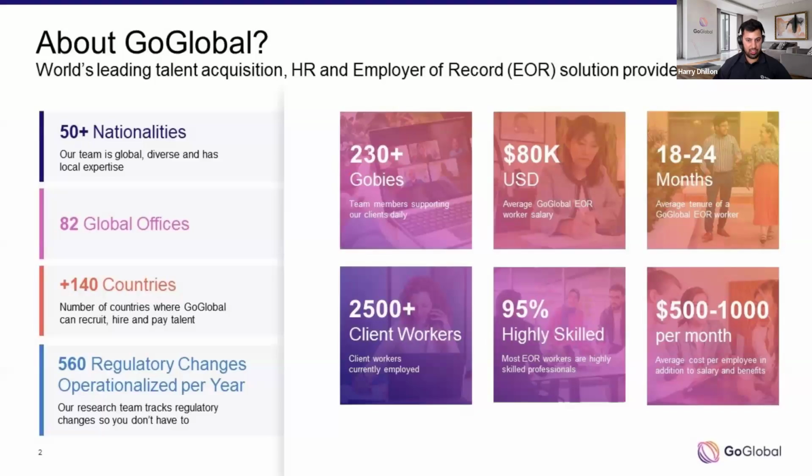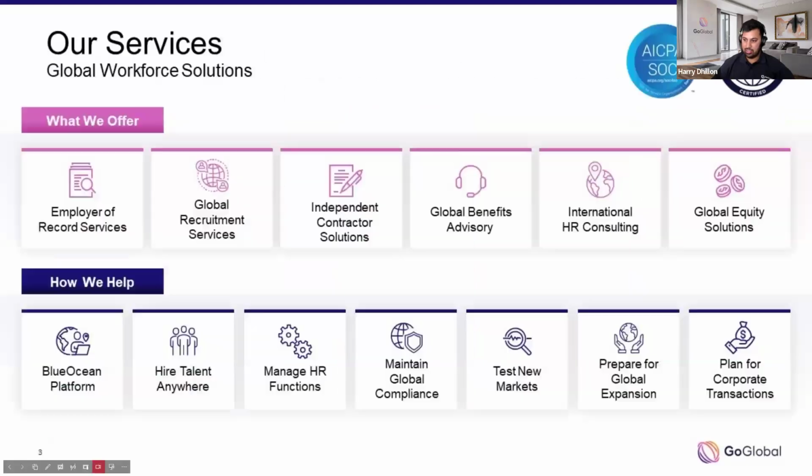I wanted to kick things off with just giving an overview of Go Global for those of you that aren't aware of who we are and what we do. We're a leader in the global remote HR and expansion space. We help our clients recruit, hire, manage, and pay global talent around the world. We have an expert team of, I think it's actually much higher, 250 plus staff across 82 countries spread across 6 continents. Next slide.